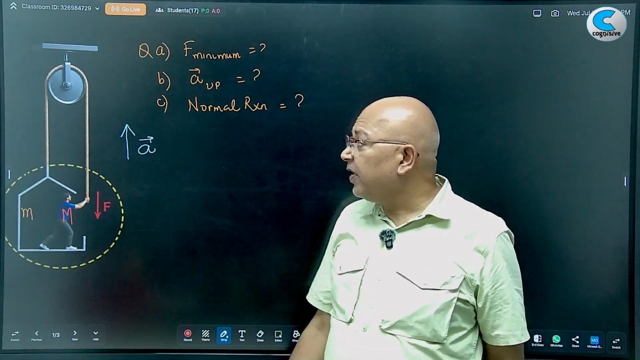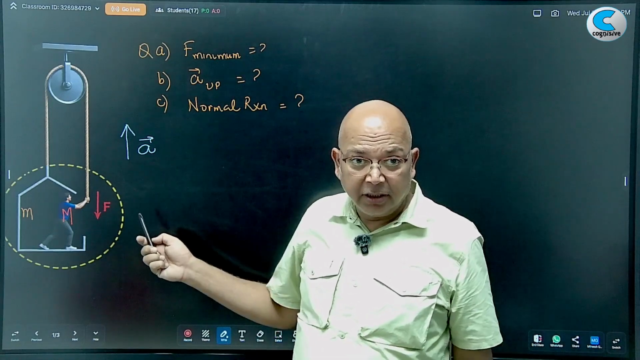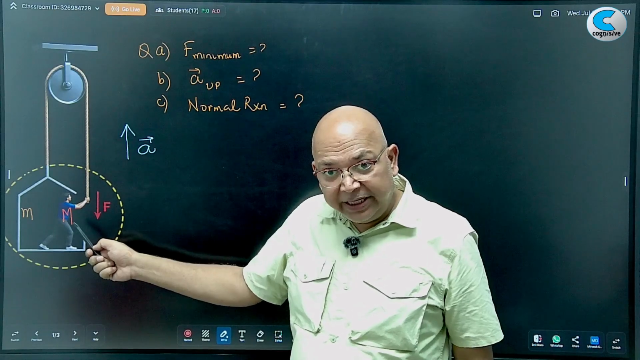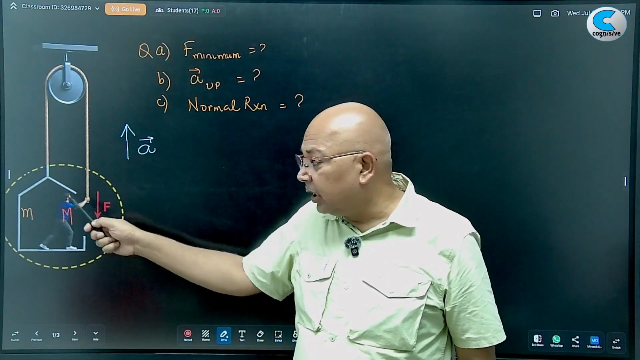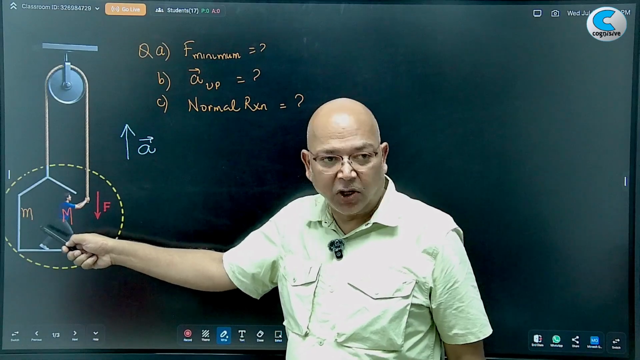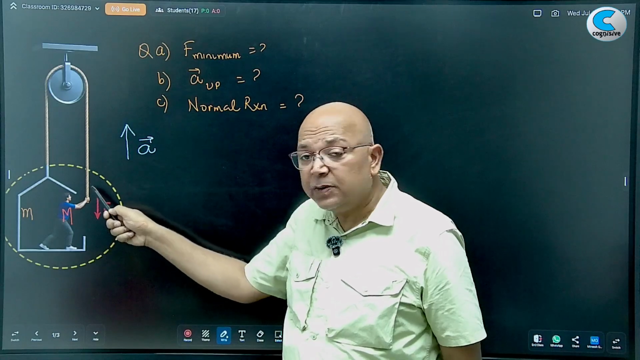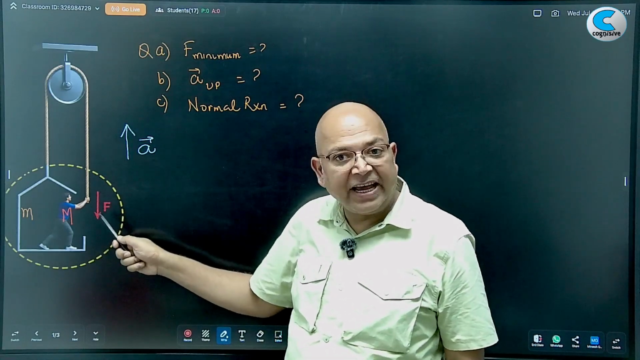So, dear students, we have a pulley question here. There is a man of mass capital M standing inside a trolley whose mass is small m, and the rope goes over a pulley, and he's pulling it down with a force F.